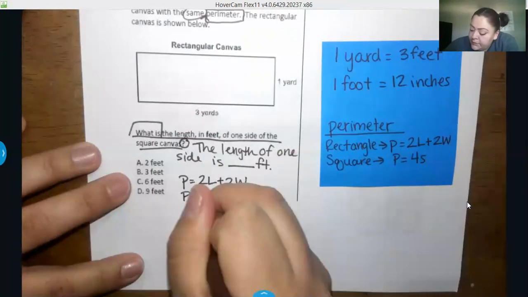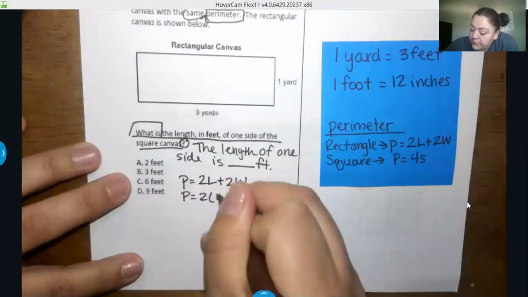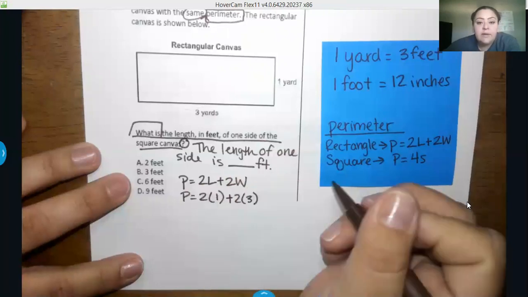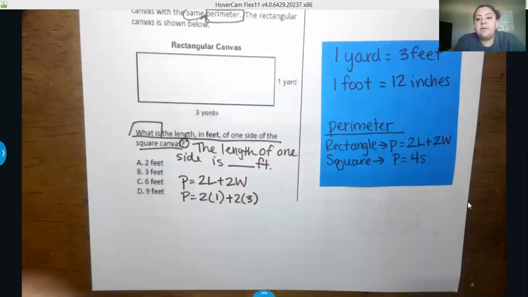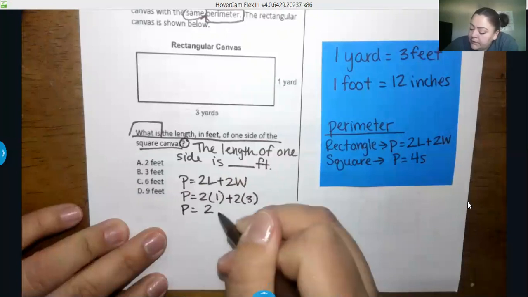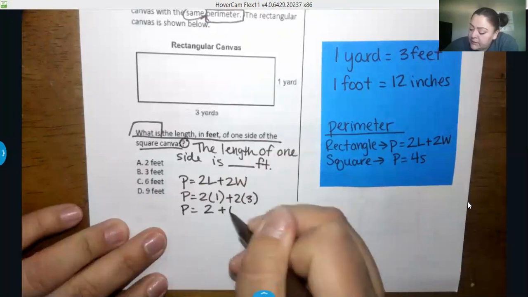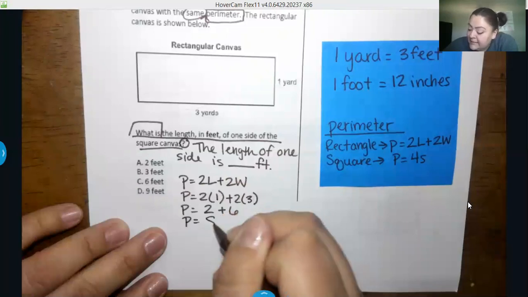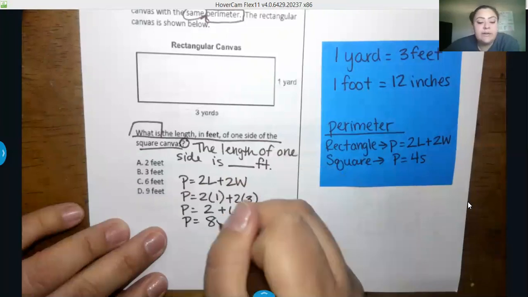Perimeter equals 2 times my length, which is 1, plus 2 times my width, which is 3. Okay, once I plug that in, I'm going to start solving my problem. So perimeter equals 2 plus 2 times 3 is 6. So perimeter equals 2 plus 6, which is 8. And again, this is yards, 8 yards, okay?